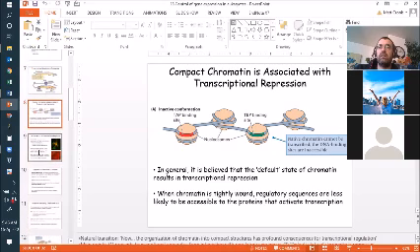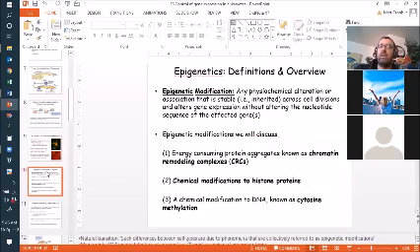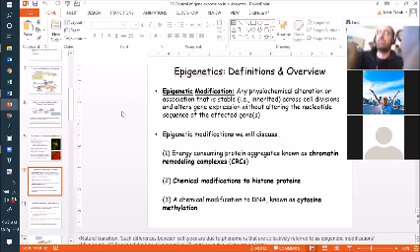Hang on. So that's just a general concept, which I'll let you kind of read through. So essentially, there's different ways in which you can control how accessible DNA is to gene expression, right?